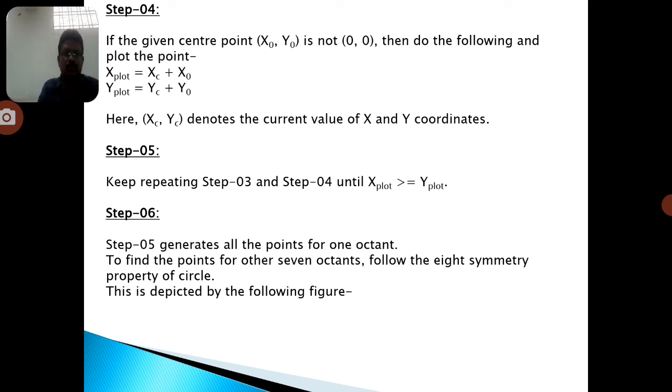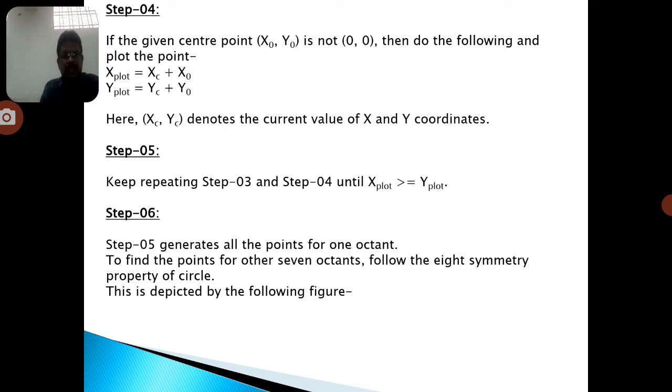Now we are going to identify the xplot values. It is similar to Bresenham's algorithm. If the center coordinates xc, yc are not 0, 0, then we take xplot equals xc plus x0 and yplot equals yc plus y0, where xc and yc are the current values of the x and y coordinates.